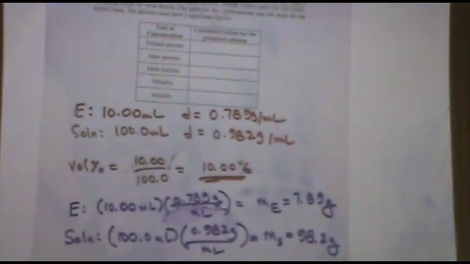Normality, capital N, was not asked here, but if it was, it would be the same as molarity because we don't have an acid here, or a base, really. So it'd be the same number as the molarity. Okay. Any other questions on this problem?